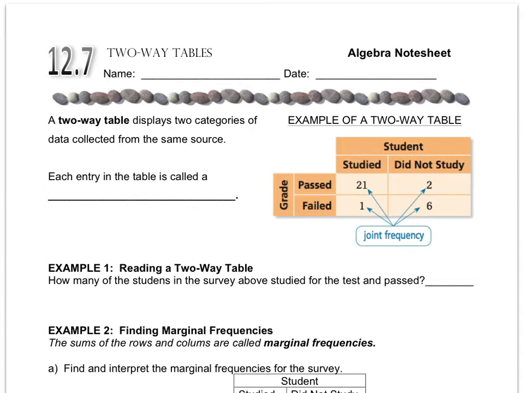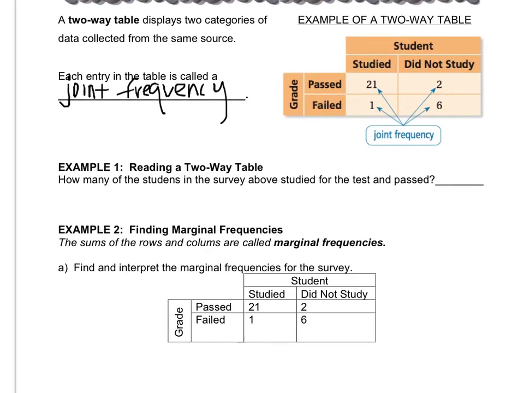Each entry in the two-way table is called a joint frequency. So these four numbers are called joint frequencies. 21, 1, 2, and 6 are joint frequencies. So now we just answer questions based on the table. How many of the students in the survey above studied and passed? So you find the intersection of studied and passed, and you see that there are 21 students who fit into that category.